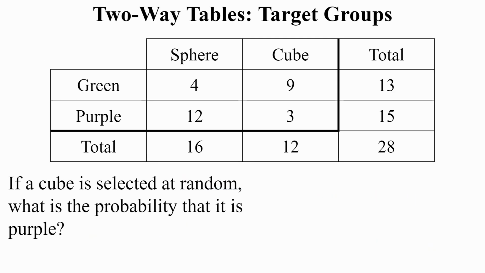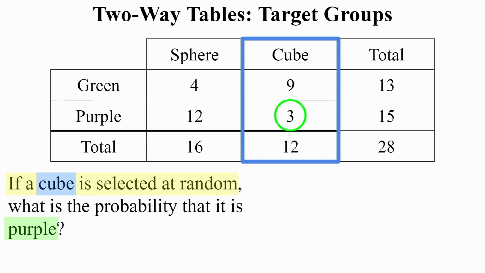Okay, so remember I said before, if a shape is selected at random, doesn't really mean anything, they're all shapes, right? But here, notice how it says if a cube is selected at random. So what we're going to do is put a big box on our scratch paper around all the cube values. I'm going to do that on the screen. In this case, the cube column. And it says, what is the probability that it is purple? Okay, so we desire it to be purple. So just looking in that blue box, there are 3 purples out of a total of 12. So the probability is 3/12, which reduces to 1/4.